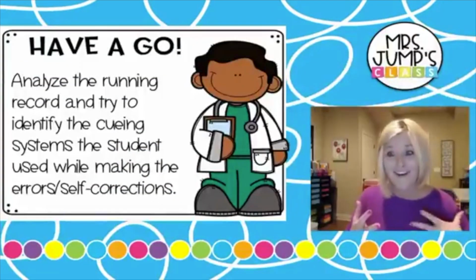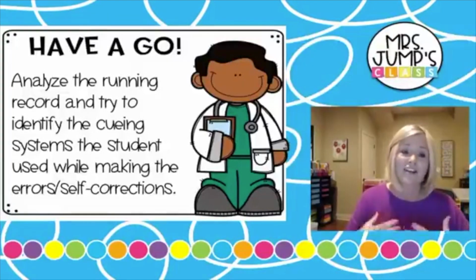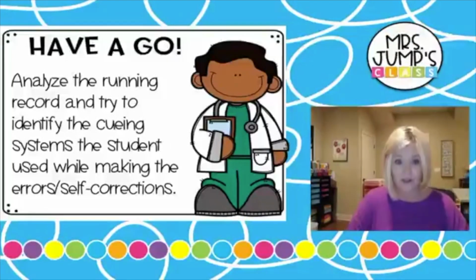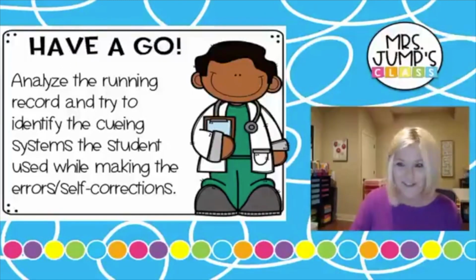All right, so we're going to have a go. We're going to analyze the running record and try to identify the cueing systems the student used while making the errors and self-corrections. And don't worry, I'm right here. We're going to talk about it together. I'm not expecting you, especially if you're brand new at this, to be able to do it on your own yet.